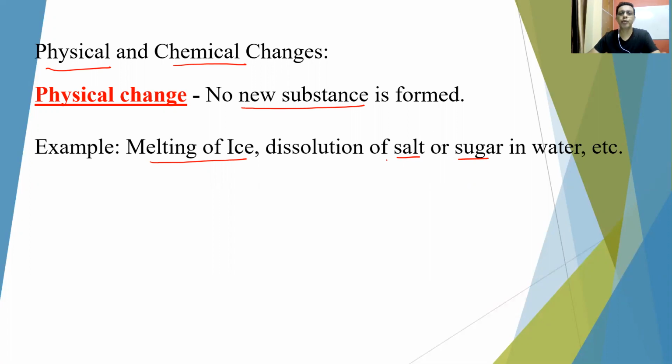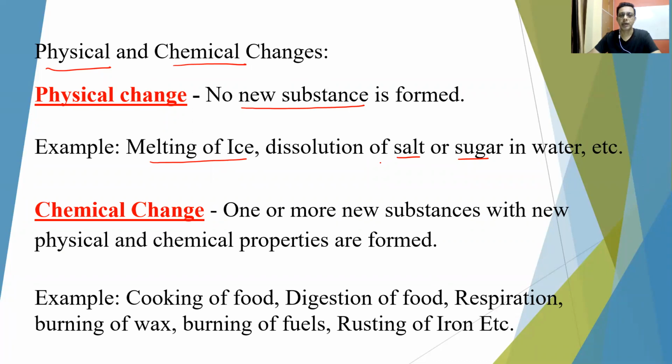But if a new compound is formed in a process, in a change, then that is called a chemical change. Like when you talk about cooking of food, the properties change. The protein gets denatured, the carbohydrate is decomposed. So this type of changes are called chemical changes. Similarly, digestion of food, respiration, burning of wax, burning of fuels, where the fuel gets converted to carbon dioxide and water vapor, rusting of iron, where the pure piece of iron gets converted to rust, that is iron oxide. So all these are examples of chemical changes.